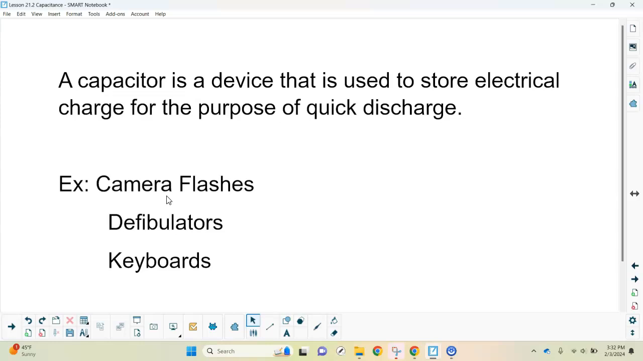That energy flows out in the form of light, and you get a quick flash, so that energy is used up quickly. Defibrillators are a much greater version of this. Those two paddles are hooked up to a big battery. That battery charges the paddles up, and the purpose of the defibrillator is again to release that electrical charge quickly and hopefully shock a person's heart back into rhythm.